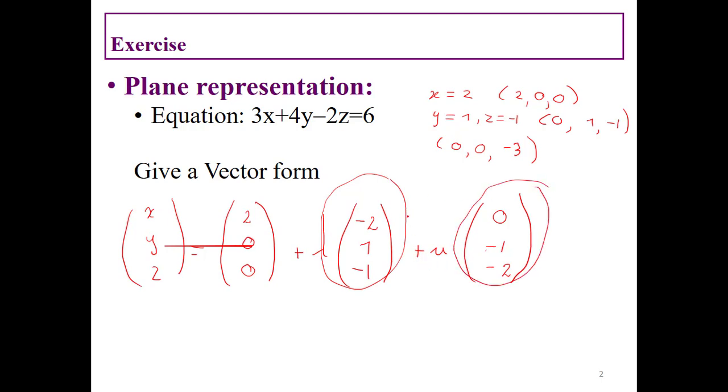Okay, we still have to see if these two direction vectors are not depending on each other. As you see, in this one I have a 0 on the x position. So the first one can never be dependent on the second one, and minus 2 will never be lambda times 0. So this is a very nice vector form of the plane given with 3x plus 4y minus 2z equals 6.